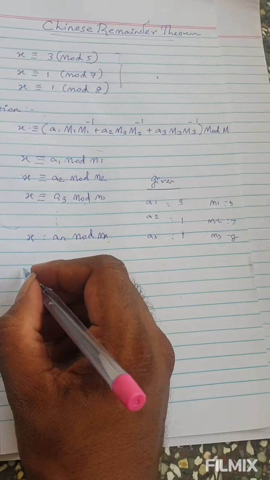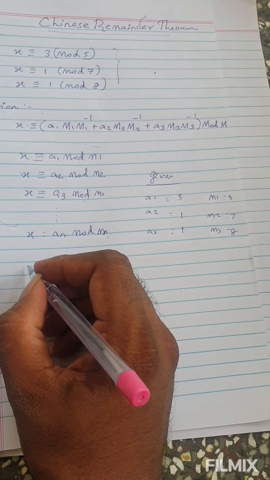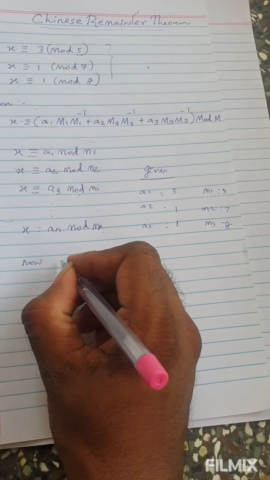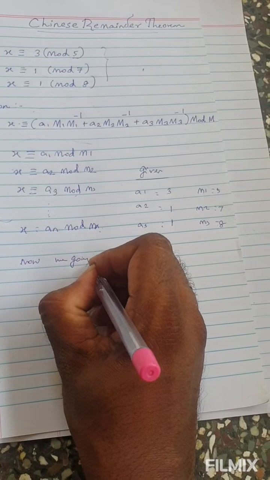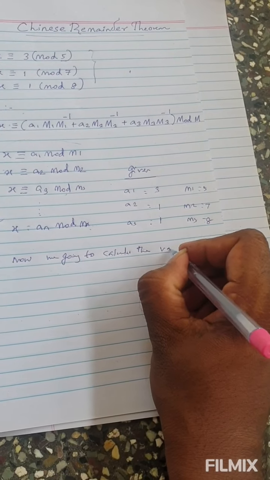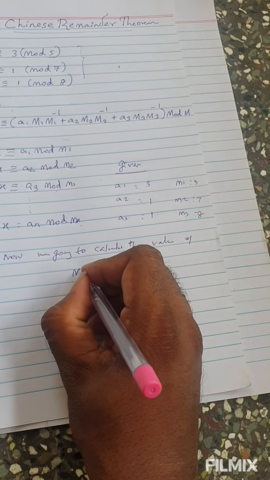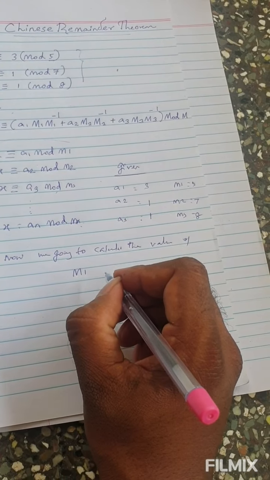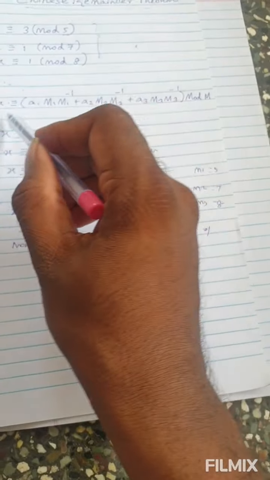Now we are going to calculate the value of capital M1, capital M2, capital M3, as well as the inverses: capital M1 inverse, capital M2 inverse, capital M3 inverse. Once you find the values, you just substitute them into the generic equation.